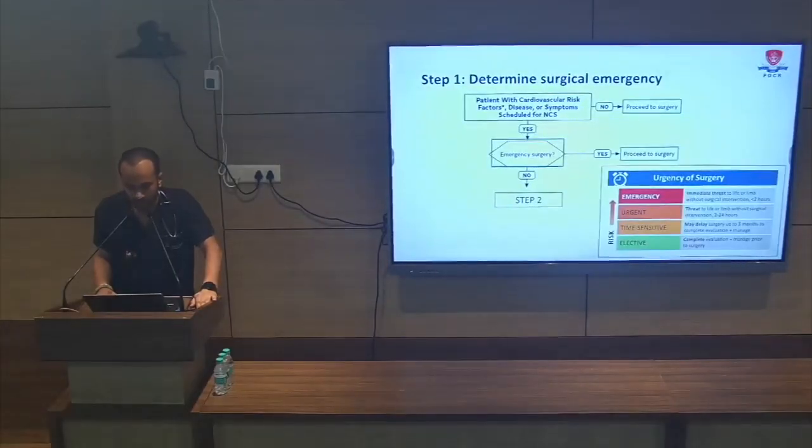If surgery is emergency, meaning immediate threat, the surgery needs to be done in less than 2 hours. If the surgery is urgent, threat to limb or surgical intervention, the surgery needs to be taken within 24 hours. If the surgery is time sensitive, the surgery can be delayed up to 3 months. And if the surgery is elective, then the complete evaluation needs to be done. So going by this algorithm, if the surgery is urgent, the surgery needs to be done immediately.